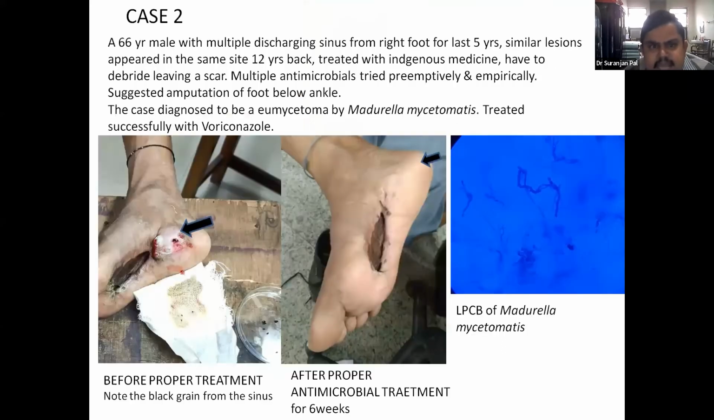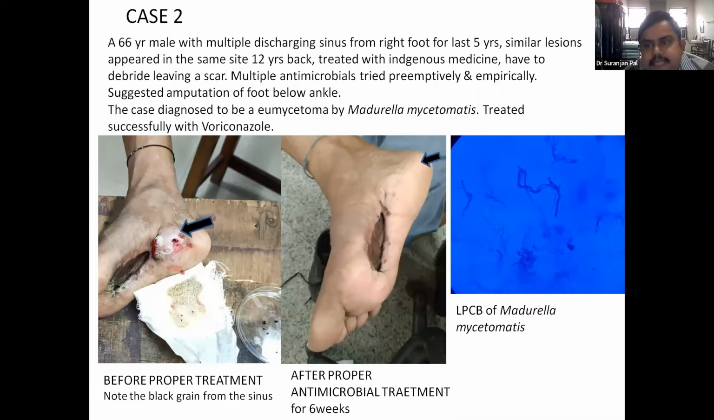The next case was a refractory non-healing ulcer with multiple discharging sinuses in a 66-year-old male patient who had been suffering for the last 12 years. He had previously tried different indigenous medicines and different antimicrobials, leaving a deep scar on his sole. The lesion recurred again after 7 years.